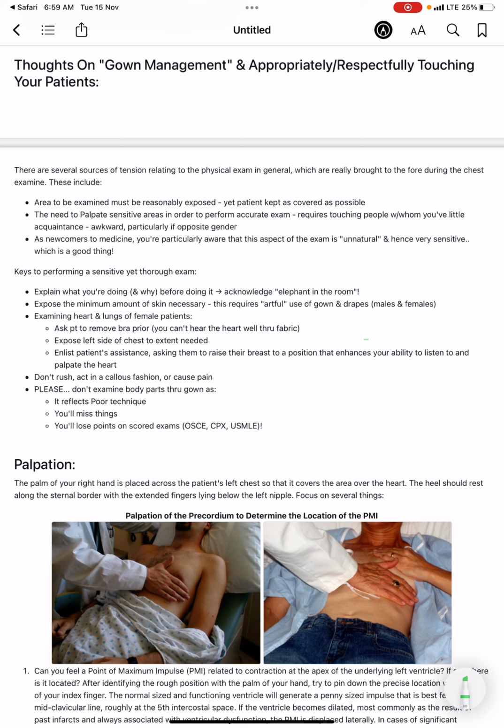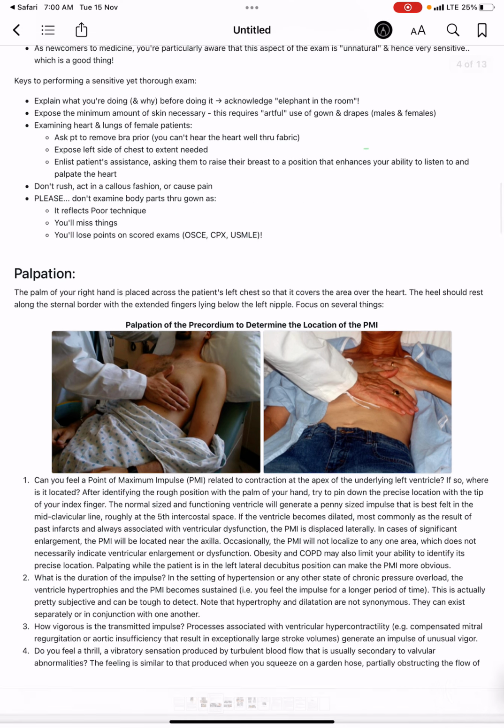There are several sources of tension relating to the physical exam in general, which are really brought to the fore during the chest exam. These include: the area to be examined must be reasonably exposed, yet the patient kept as covered as possible. The need to palpate sensitive areas in order to perform an accurate exam requires touching people whom you have little acquaintance with, particularly of the opposite gender. As newcomers to medicine, you are particularly aware that this aspect of the exam is unnatural and hence very sensitive.